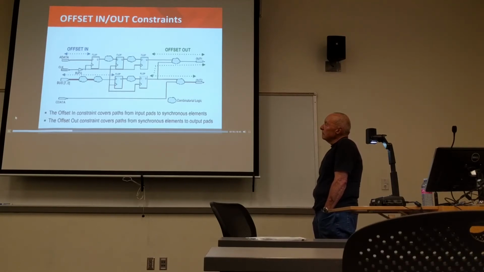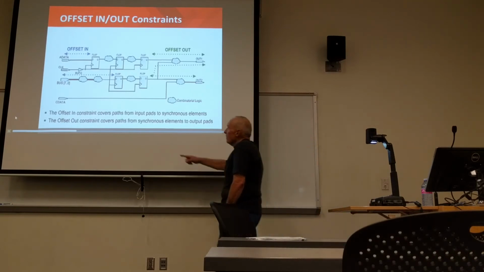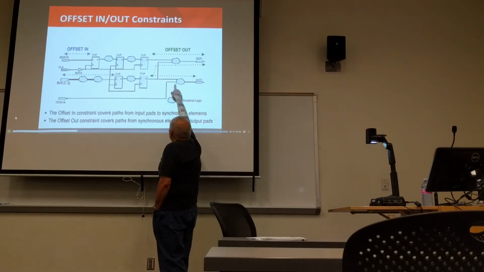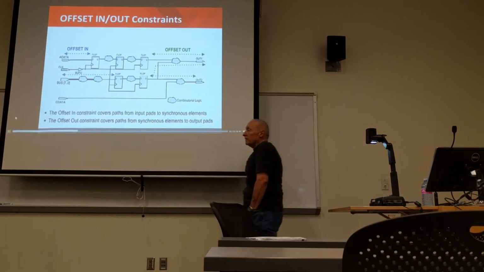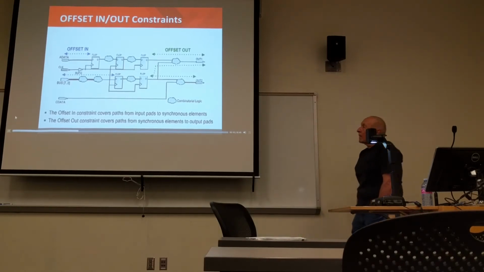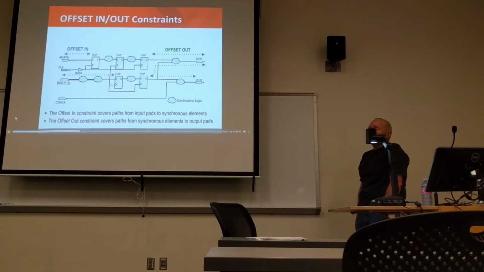Also, you should note that even after specifying an offset in, an offset out, and a period constraint, it is still possible to have unconstrained delay paths, such as purely combinatorial paths that you see in this example. Remember that the offset in and out constraints do not cover paths between synchronous elements, and they do not cover paths that are purely combinatorial.